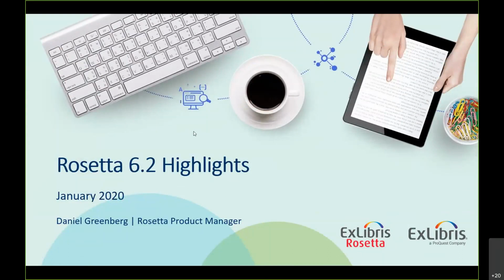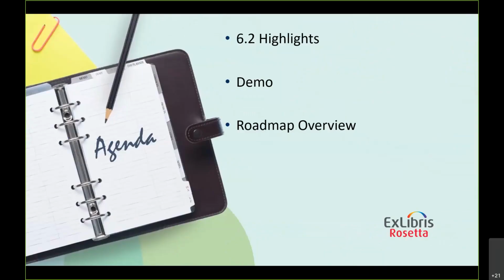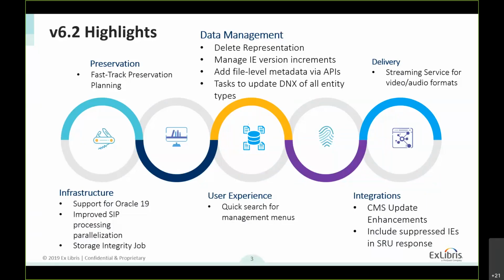So Rosetta 6.2, which was released at the beginning of this year, is not officially a major version, but it does include a lot of significant end-to-end features. A lot of the focus was around infrastructure, as you can see here in this slide, and integration. So a lot of it is around expanding the API capabilities, integration capabilities with other systems, but of course we continued with the user experience.